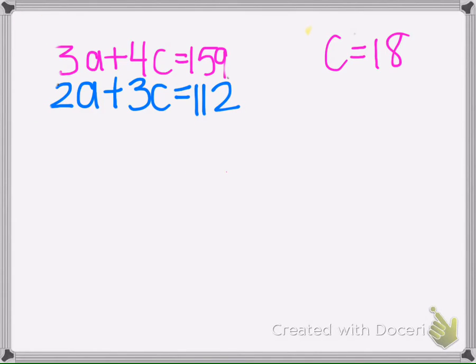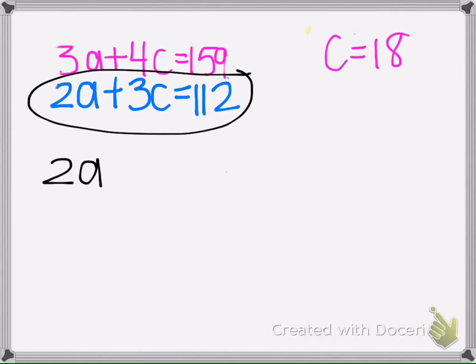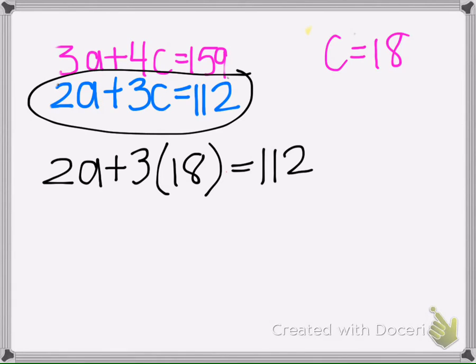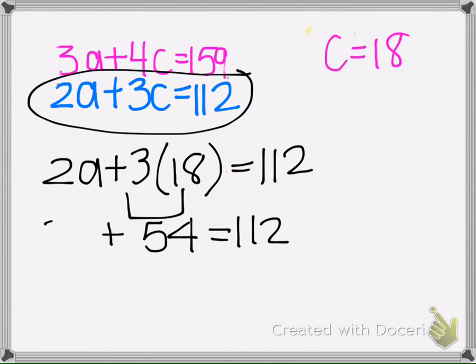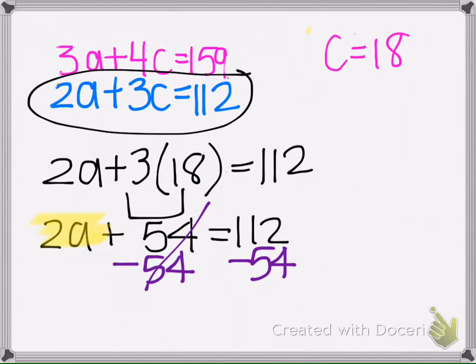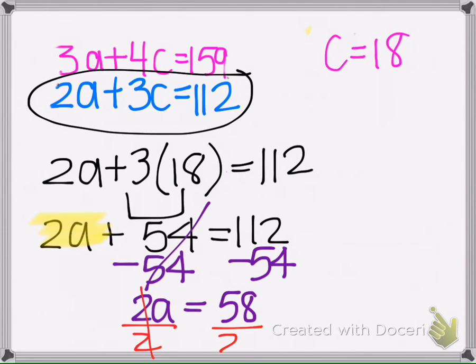So now we go to our original problem, and we're going to pick one of the equations. I'm going to go ahead and pick this one. And in place of c, I'll plug in 18. 3 times 18 is 54. I'm going to isolate so we could solve for A. Subtract 54 from both sides. And then lastly, divide by 2. We would get that A is 29.